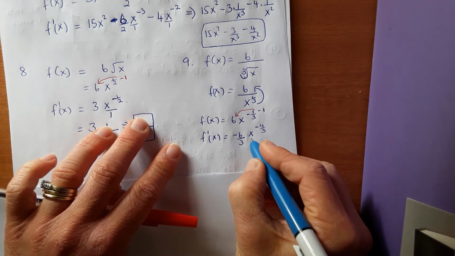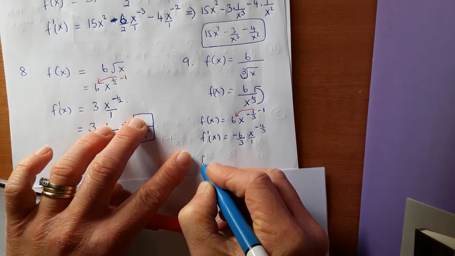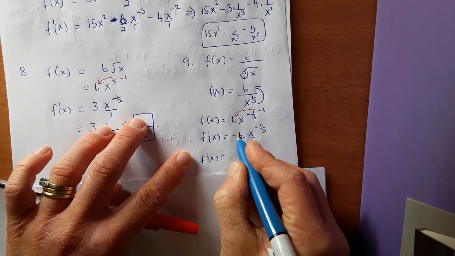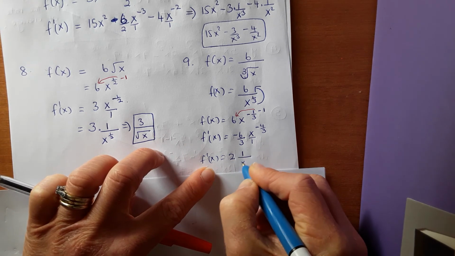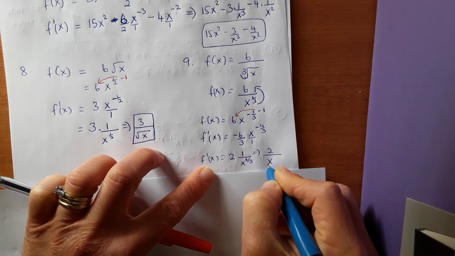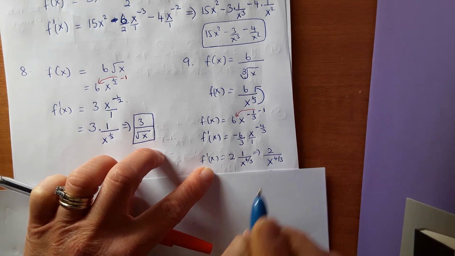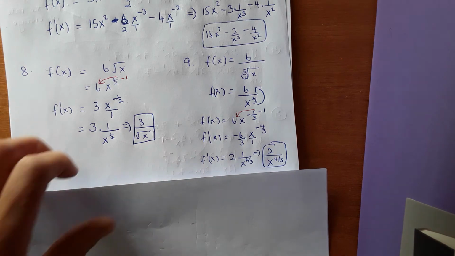You want to make that positive. Flip this. Leave this alone though. So f dash x equals minus 6 divided by 3 is 2. This is flipped, 1 over x to the power of 4 over 3. So your answer is 2 over x to the power of 4 over 3. And that's your derivative, or your slope function again. Okay, I hope they're clear now. So that's number 9.